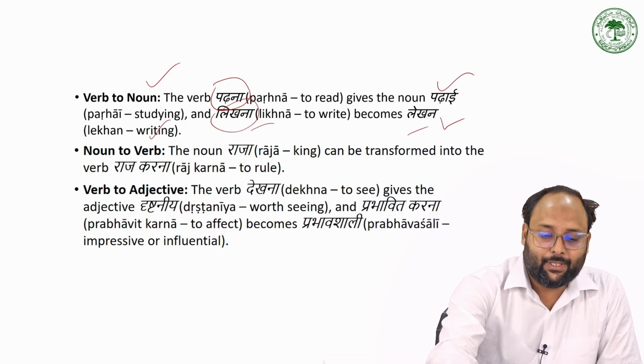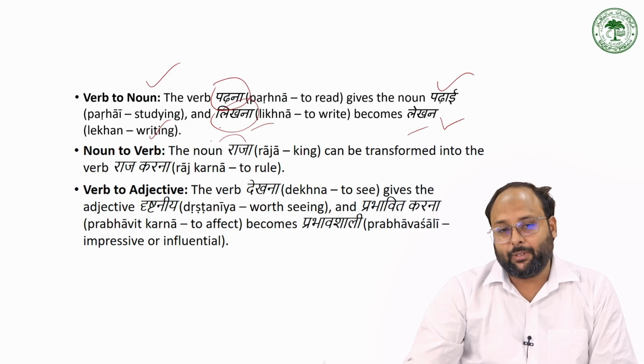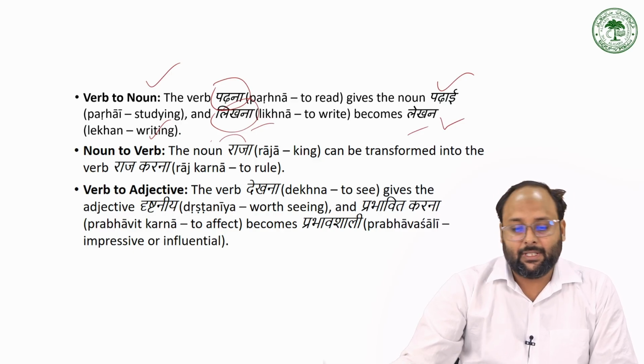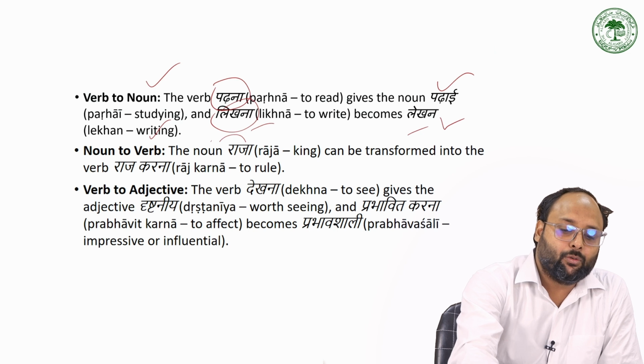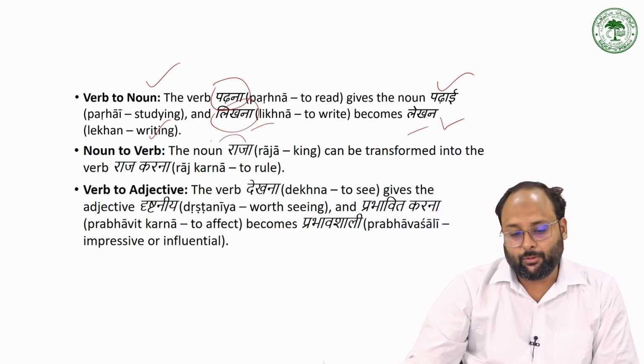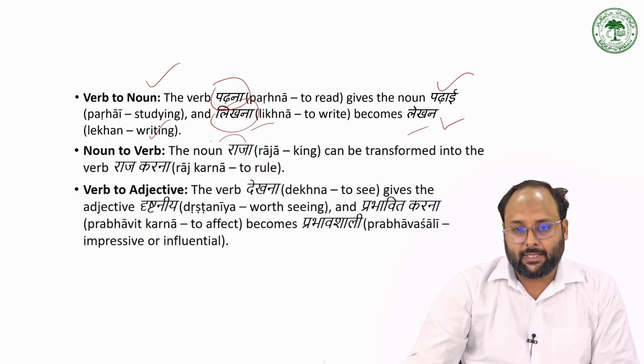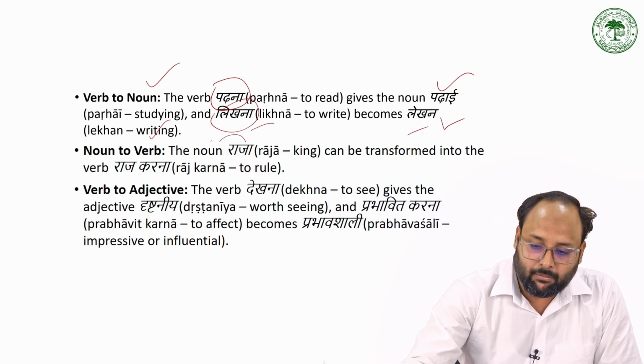That is from verb to noun, and we have noun to verb. When we have a noun like raja, it becomes raj karna. Sometimes a compound verb is used to represent noun to verb. Raj karna is a compound verb, and we have both types of process, compound verb as well as single verb.